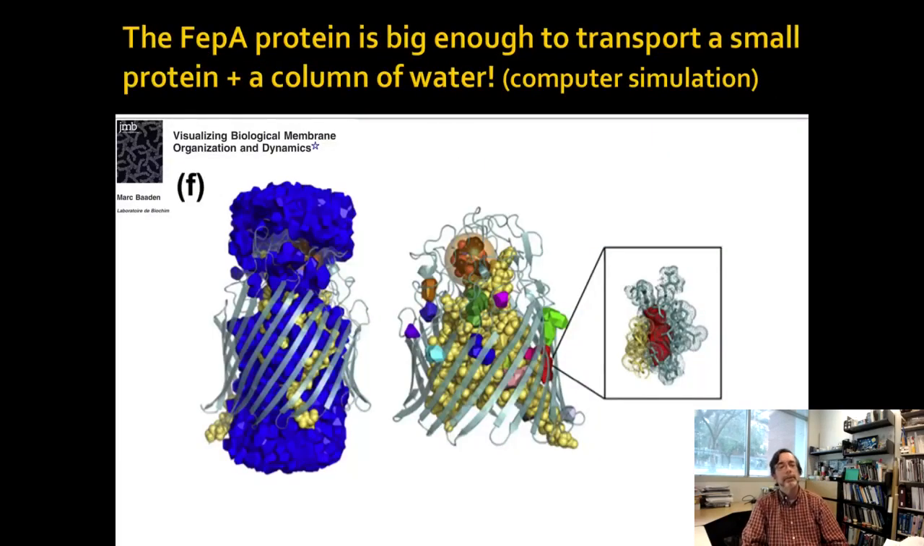The FepA protein was another one that was shown. It's big enough, it has a whole protein, and it has a column of water. Remember that we always have water. We show it like it's an empty space, but in the cell, it's always full of stuff. So they show you can simulate the water going through the membrane, going through the protein. Very cool computer simulations here.